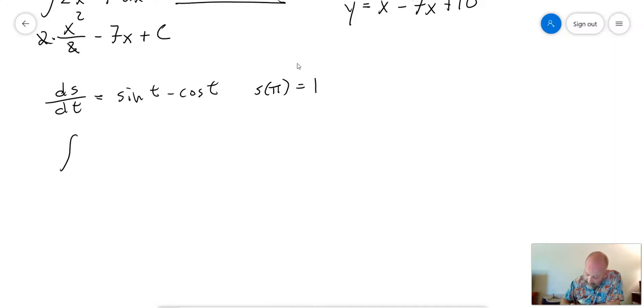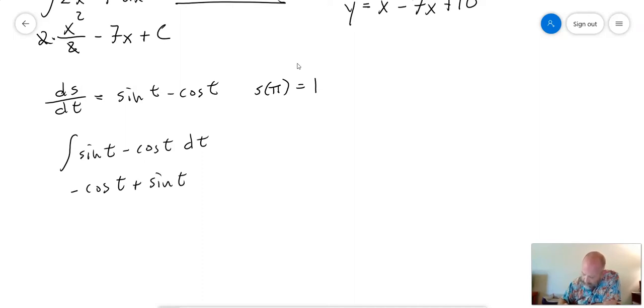So what that means is I have to integrate sine t minus cosine t dt, right? So the integral of sine is negative cosine. The integral of negative cosine is negative sine. And I need a constant, so I have plus c. So now I know what s is equal to. And as far as differential equations go, the solution to a differential equation is the function that you're looking for. So with differential equations, you're actually looking for a function that satisfies the equation.